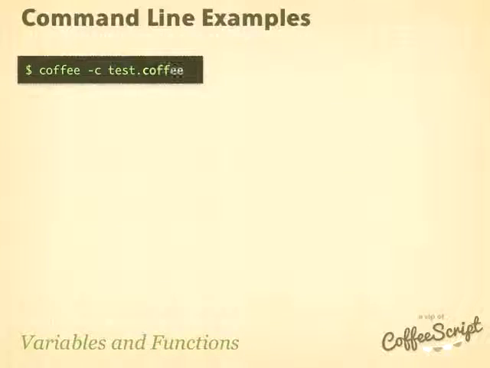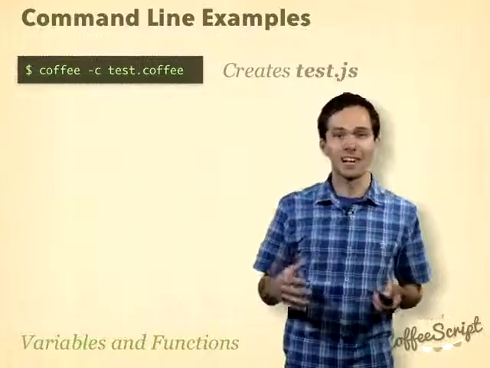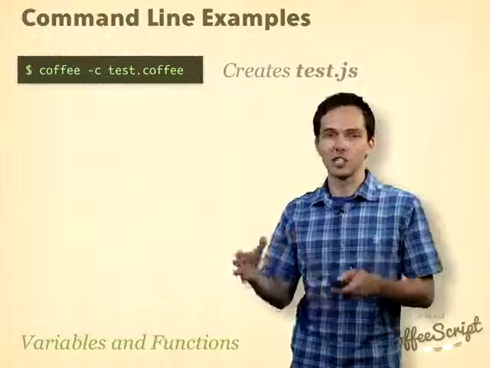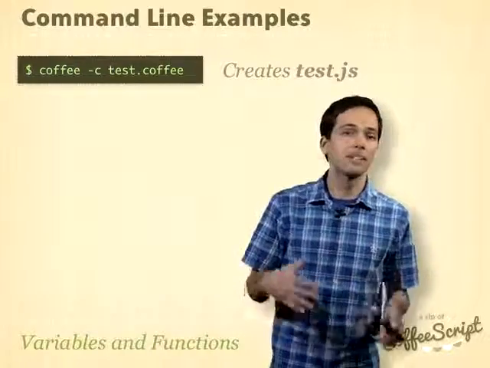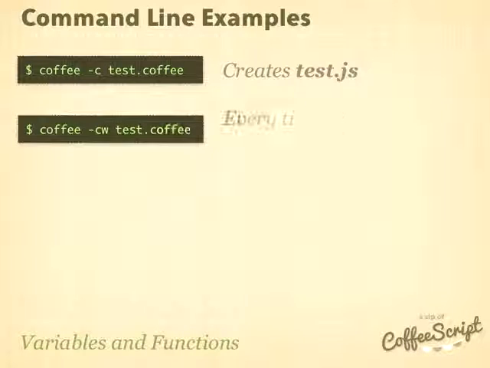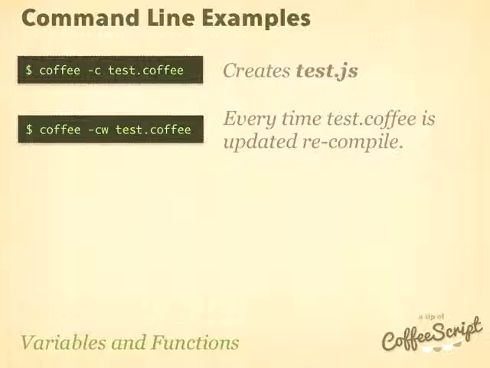If we ran this command from the command line, it would take that test.coffee file and convert it into JavaScript in a test.js file. If we were going to make a lot of changes to that file, if we were developing with it, we could add the -w option here. What that would do is watch that file, and every time it got saved, it would then recompile the CoffeeScript into the JavaScript file.